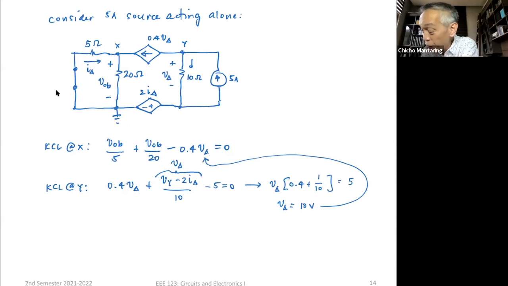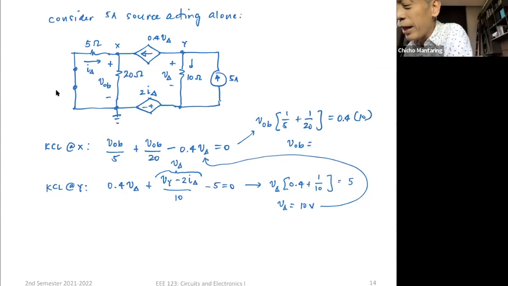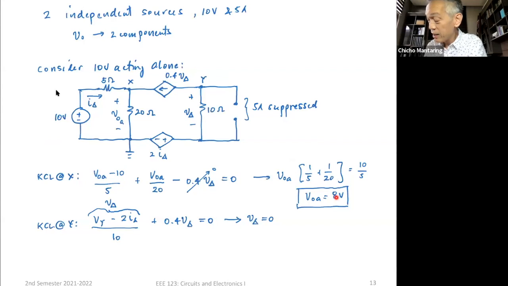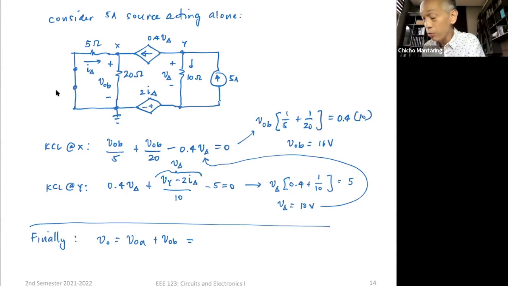Okay. So now I can solve for V sub O of B. So from this, I have V sub O of B times 1 over 5 plus 1 over 20 is equal to 0.4 times 10. So madali ko ngayon masosolve for V sub O of B. V sub O of B is just going to be equal to, I already solved it, 16 volts. So finally, what is V sub O? V sub O is equal to V sub O of A plus V sub O of B. V sub O of A is with the 10 volt source acting alone. V sub O of B is the 5 ampere source acting alone. So ito is 8 volts. Ito is 16 volts. So this is just going to be equal now to 24 volts. Any questions?